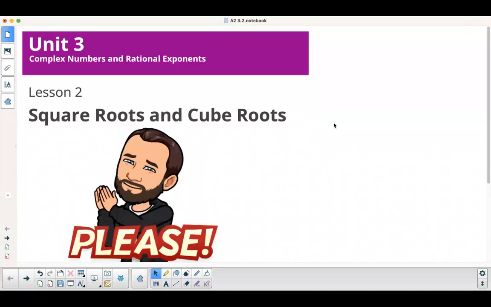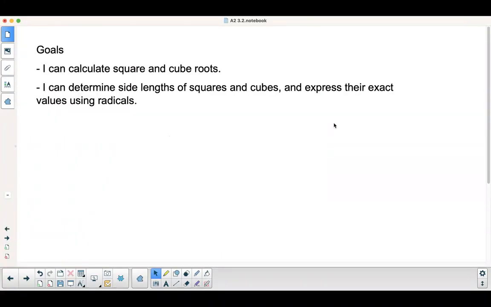Okay, Illustrative Mathematics, unit 3, lesson 2 is called square roots and cube roots. So our goals: I can calculate square and cube roots. I can determine side lengths of squares and cubes and express their exact values using radicals. All right, the key there is exact values, okay, not rounded.